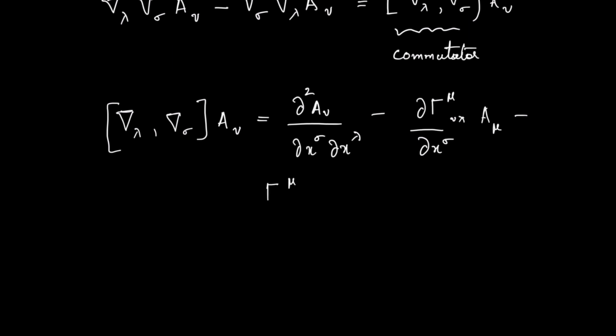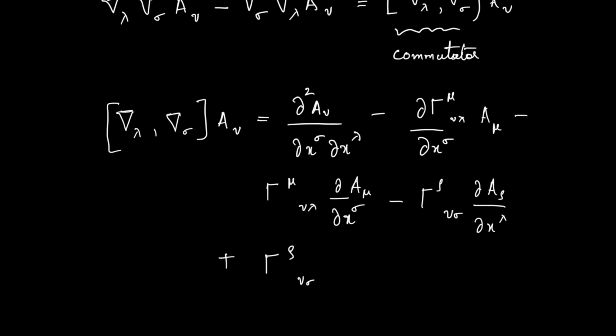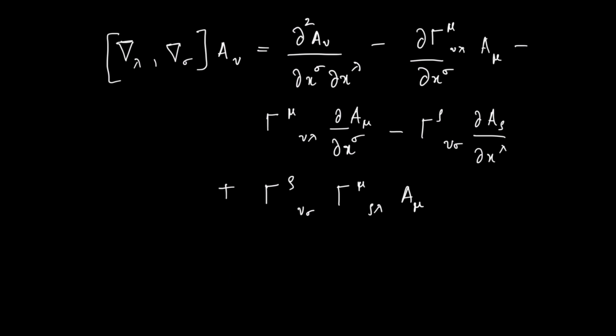Minus mu nu lambda partial derivative with respect to x sigma of A mu, then minus rho nu sigma A rho with respect to x lambda, plus Christoffel symbol rho nu sigma, mu rho lambda A mu. This is the first, equation number 1.